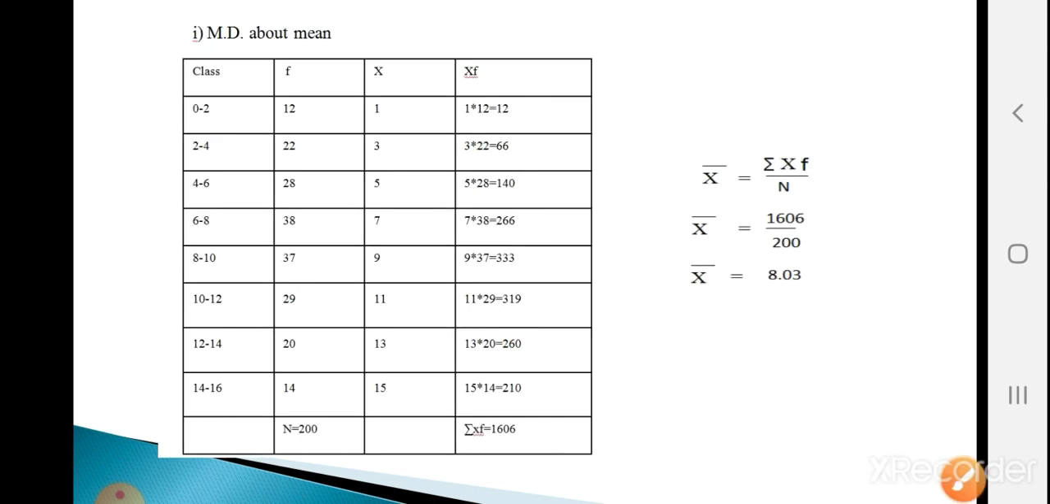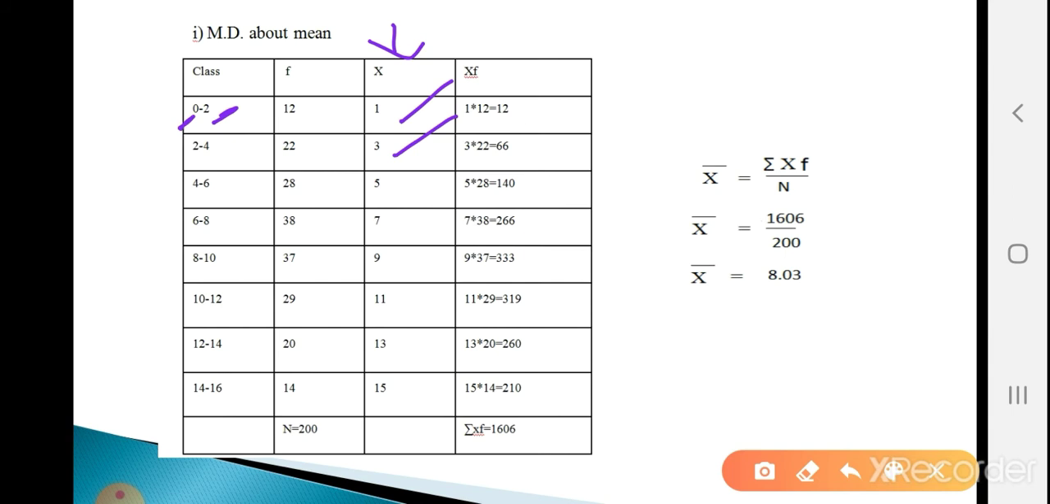So first calculate the mid value. How to calculate the mid value? Mid value is calculated as upper limit plus lower limit divided by 2. Here the upper limit of the first class is 2 and the lower limit is 0. So 2 plus 0 divided by 2, the mid value is 1. Then 4 plus 2 divided by 2, that is 3. Then 6 plus 4 divided by 2, that is 5.